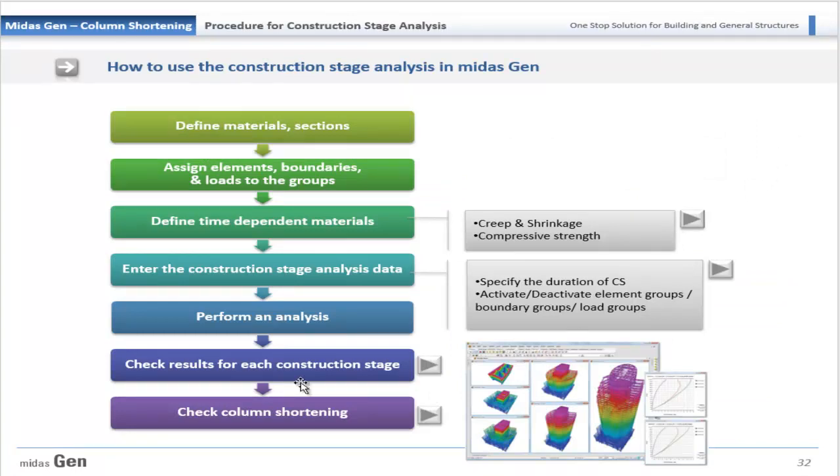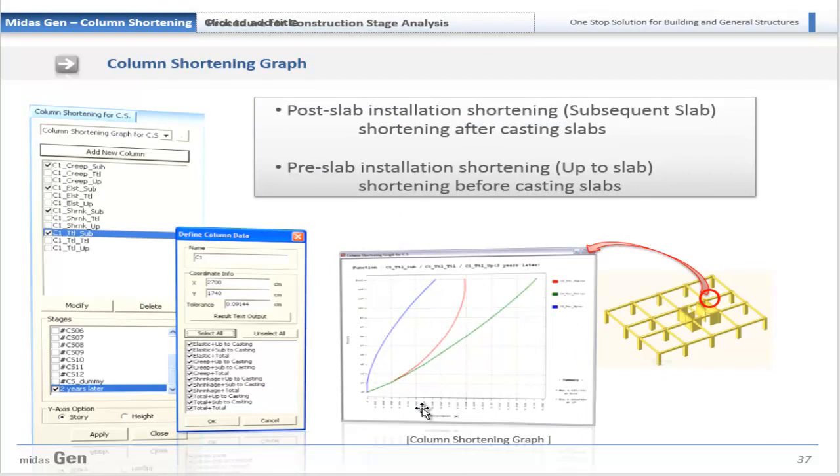After checking all these results, the program also provides the column shortening results in the form of graphs. All you need to do is provide the location of the vertical member and select which results are required to be extracted, like the post-slab results, called subsequent to casting, and pre-slab shortening, called up to casting.